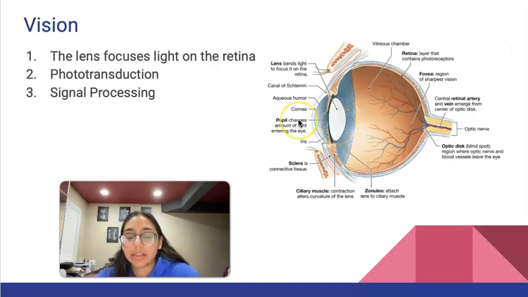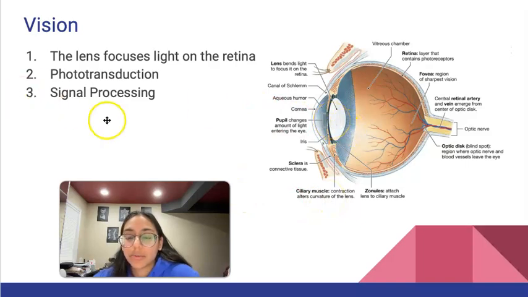So starting off with this first step, the lens is what is responsible in the eye for focusing light onto the retina, and it does this by a process called accommodation. The lens is attached to the ciliary muscles by these zonule fibers, and the ciliary muscles contract and relax to alter the curvature of the lens.